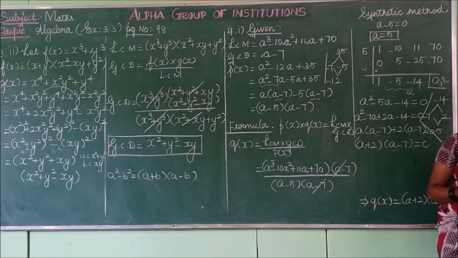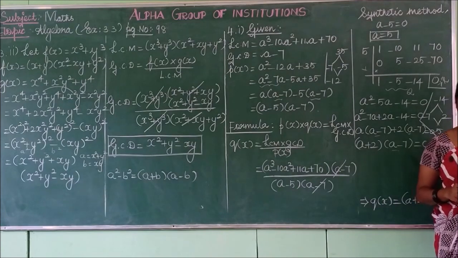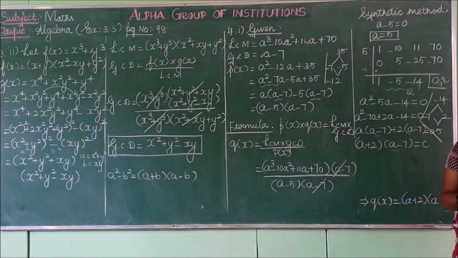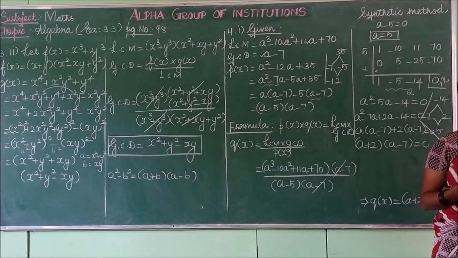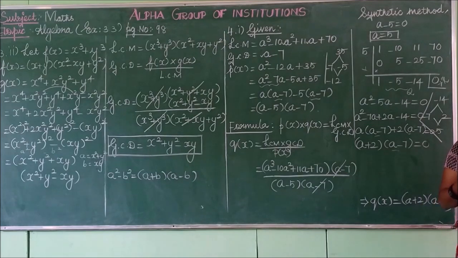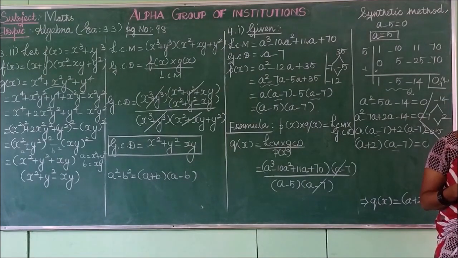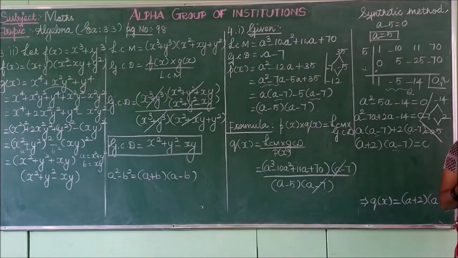So listen here carefully. We have already learned about the GCD and LCM separately in the previous exercise: GCD using the long division method, LCM using the factorization method. In this exercise it is about the relationship between the LCM and GCD. So what is that relation? f of x into g of x is equal to LCM into GCD.